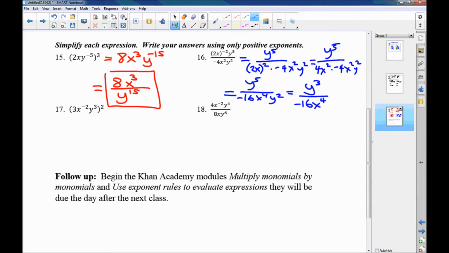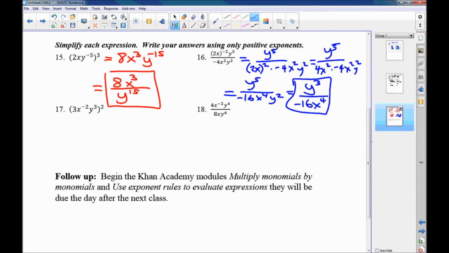Notice all my exponents are positive. We have an exponent of 3 on the y, exponent of 4 on the x, and an exponent of negative 1 on the 16, even though we don't write it. And everything is simplified as much as possible. My number coefficient in front doesn't have any exponents left. Okay, so this looks long and hard, but you just do one little step of what we've done each time.